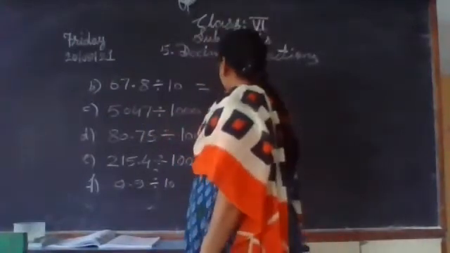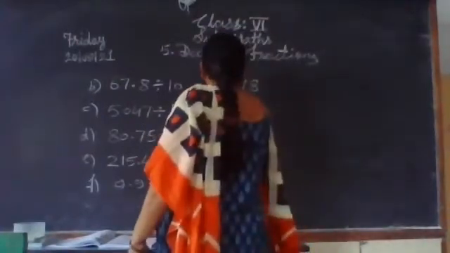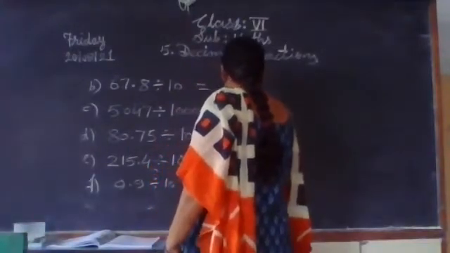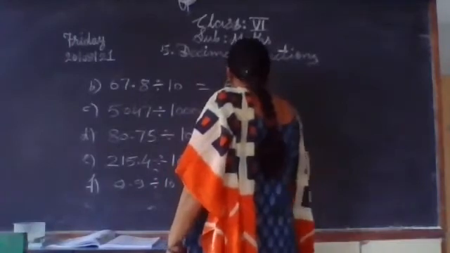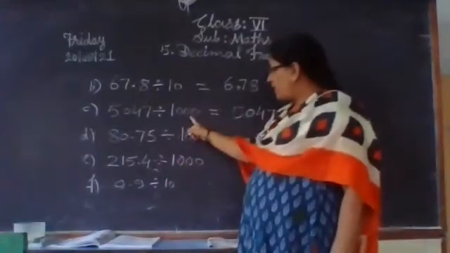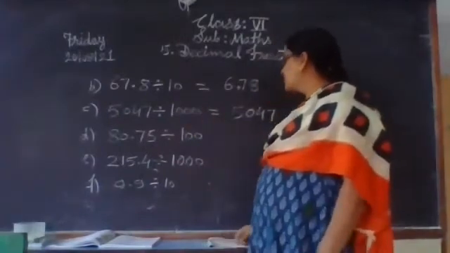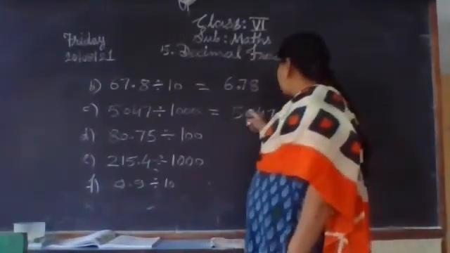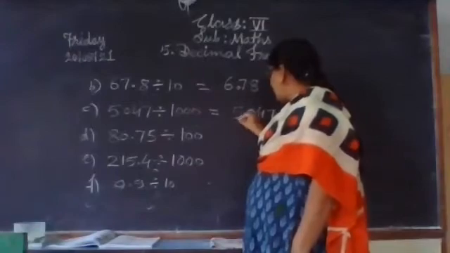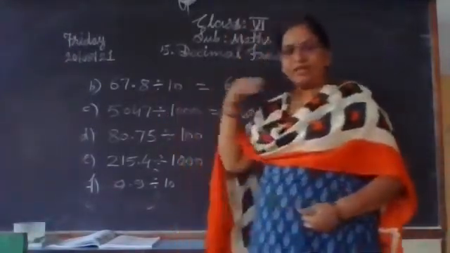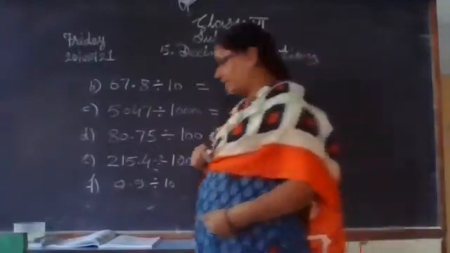Now see, it is a whole number. So write down the whole number as it is: 55047. Now count the number of zeros: 1, 2, 3. So it is 5.047. While dividing, you have to shift to the left side.